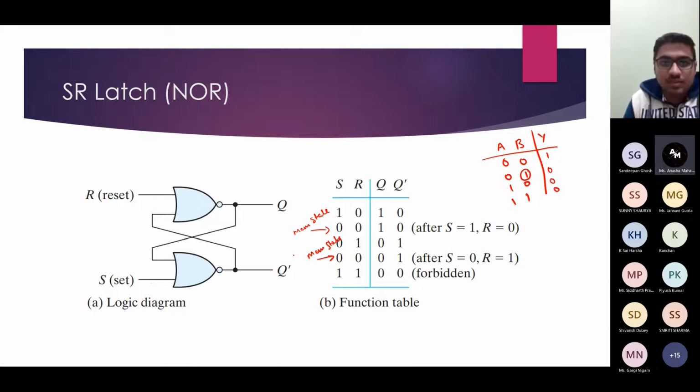Now if you consider 1 and 1 as input, and here consider Q is 1 and Q complement is 0. So here 1 1 will produce 0, and 0 1 will produce 0. This is contradictory, because Q and Q complement should be complements of each other. If you further analyze it, here it will be 0, and 0 1 again produces 0. So that's the problem here.